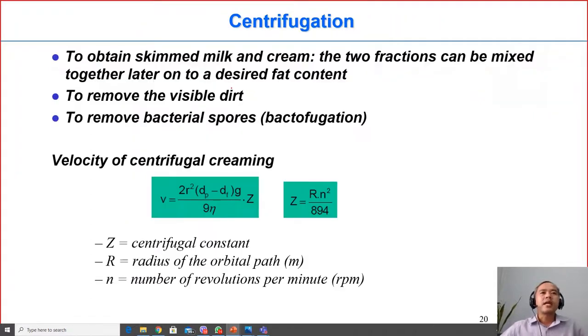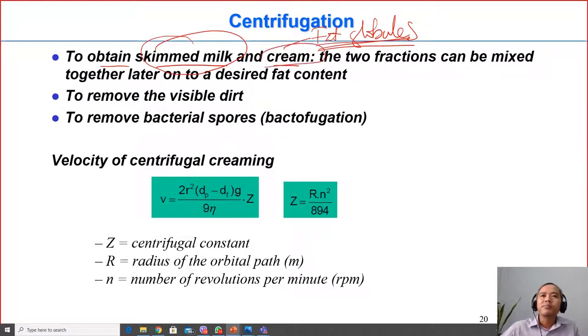Centrifugation. Centrifugation in the dairy industry is applied to obtain skim milk and cream, to separate cream away from skim milk. Cream is actually milk with a lot of fat globules. In chapter 2, we already discussed fat globules. They have lower density compared to the plasma. Okay? So we can use centrifugation to separate them. And when we have a lot of them, we call it cream.